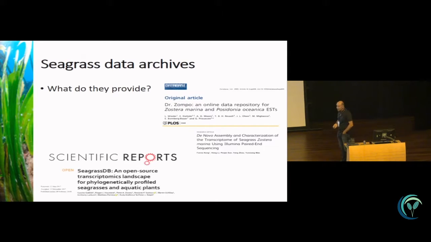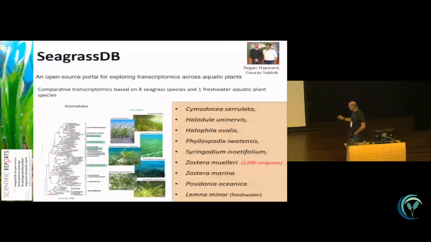What we did is we put together a database called Seagrass DB. It was released last year, and that brings together the publicly available data that's in Dr. Zompo, and brings together a bunch of our transcripts, and when we sequenced a number of other seagrasses. So this is where we put our data. We've got 120,000 unigenes of Zostera muelleri in the database. This is the publicly available marina, Posidonia oceanica, and then we put 6 others that we ran transcripts of.